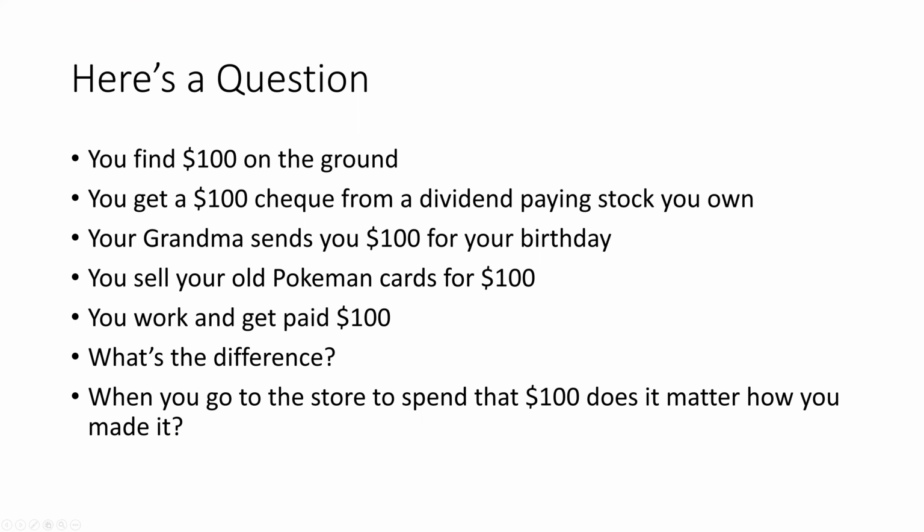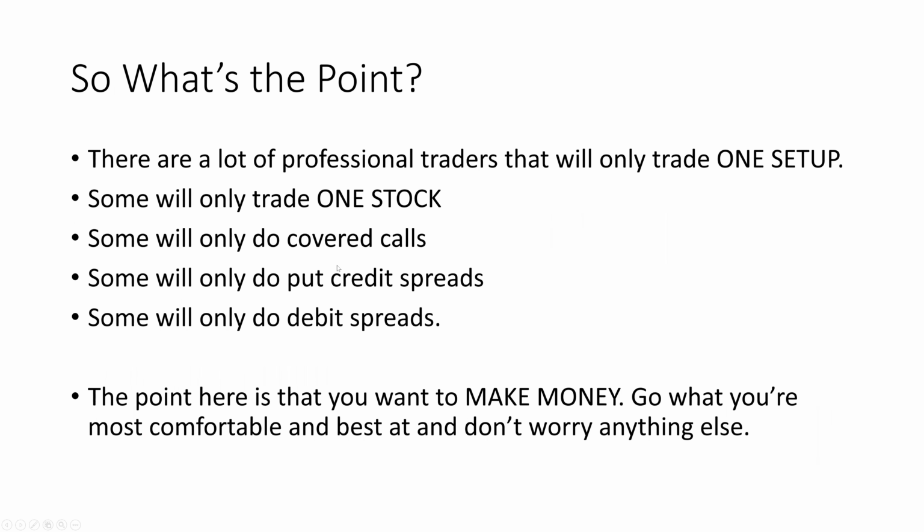So you find $100 on the ground, you get a $100 check from a dividend paying stock that you own. Your grandma sends you $100 for your birthday. You sold your old Pokemon cards for $100. You work and get $100. What's the difference? When you go to the store and spend that $100, does it matter how you made it? It doesn't. Well, what's the point?